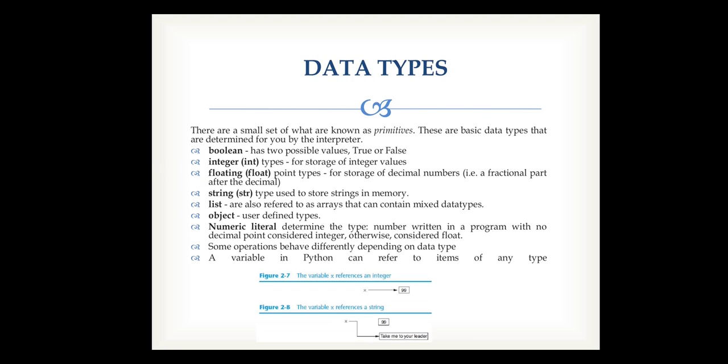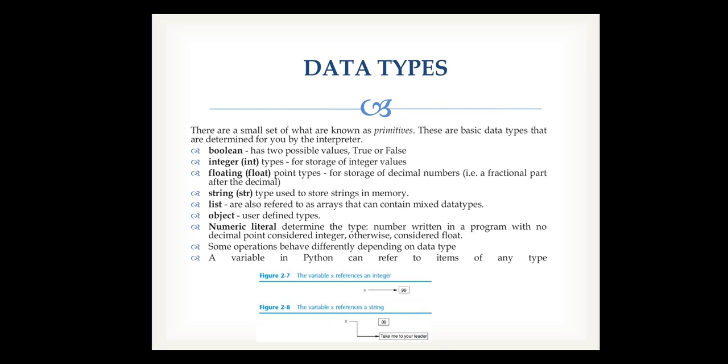Next are the data types. Basically, there are various data types in Python: boolean, integer, float, string, list, object, numeric literals, etc. Boolean has two possible values, true or false. Then integer is used for storing integer values.